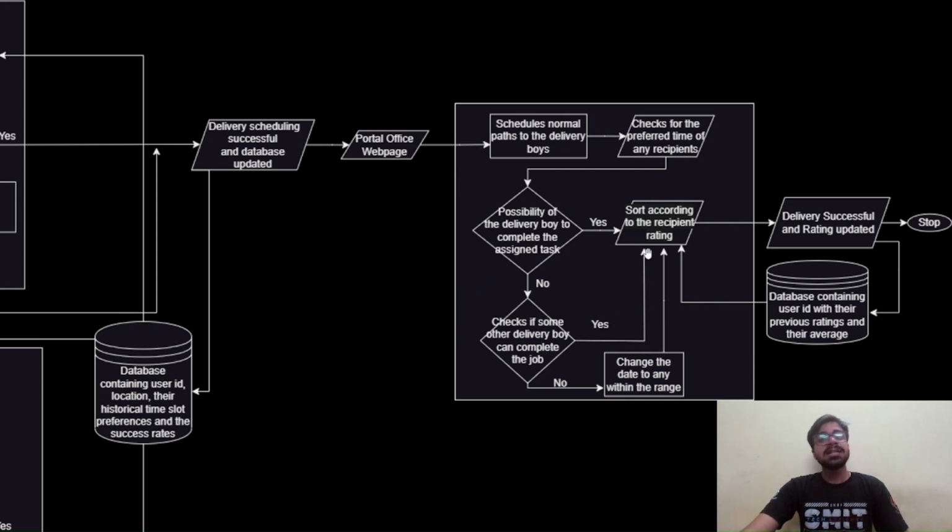If it is possible, the same thing, it is sorted according to the recipient rating and the delivery is scheduled as successful and the rating is updated as provided by the user. If it is not possible, there has to be a change of date within any range.